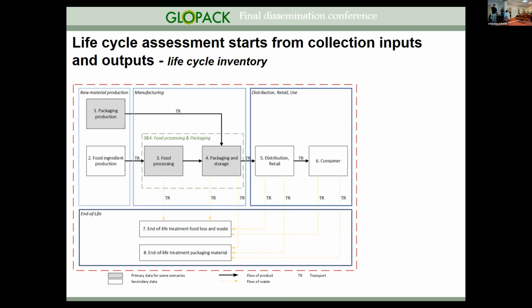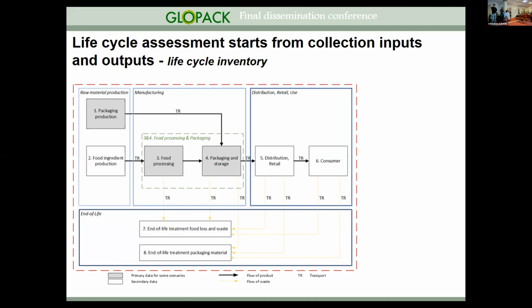We first of all have the raw material production. So we have packaging that needs to be produced and food ingredients as well. They are both transported to the food company where processing takes place and packing and filling. Afterwards, the spec food product will be distributed, will go to supermarkets where it can be bought by the consumer. At each of these stages, we also can have some losses. So it means losses can take place in terms of food and in terms of plastic packaging. So here we have the end-of-life box as well to treat the food loss and waste, and also to treat the packaging material.